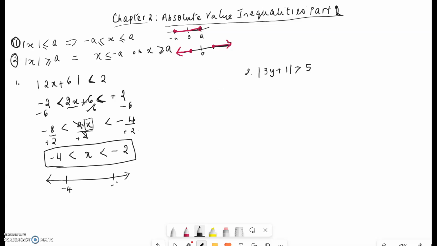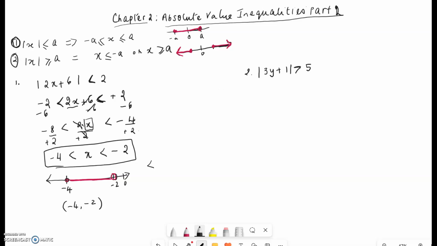-4, -2. Let's call that a 0. So -4 is to the left of -2. We do not include the endpoints because it's a strict inequality. So we have a hole at the endpoints, and everything in between counts. Writing it in the interval notation, -4, -2.